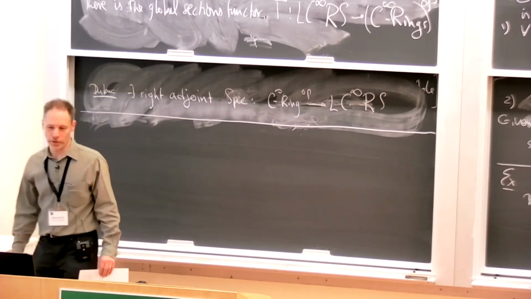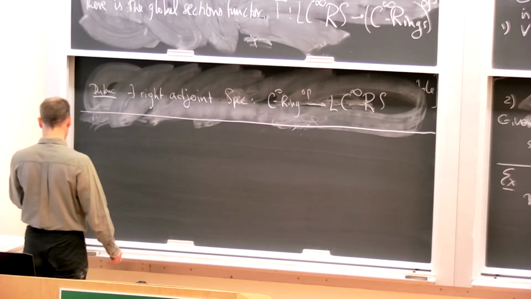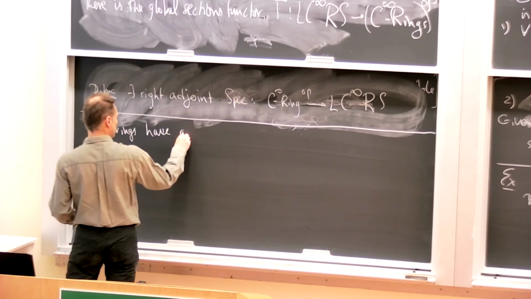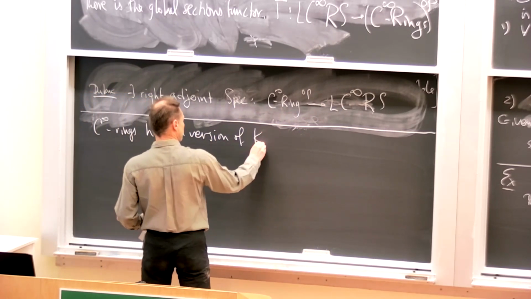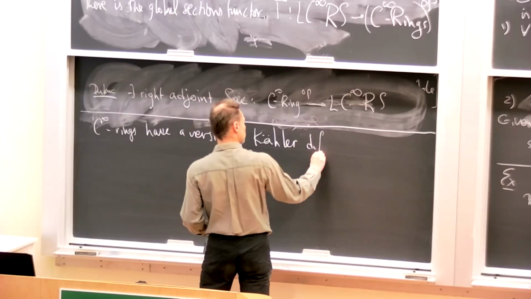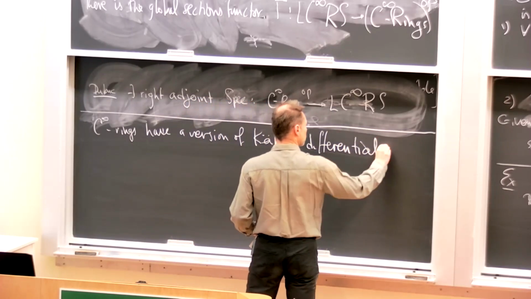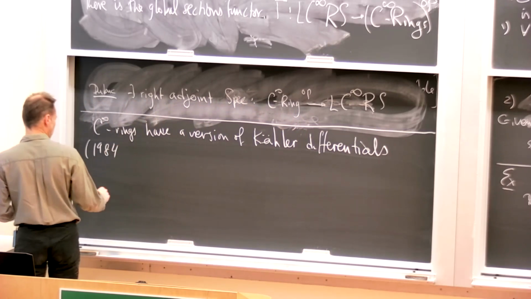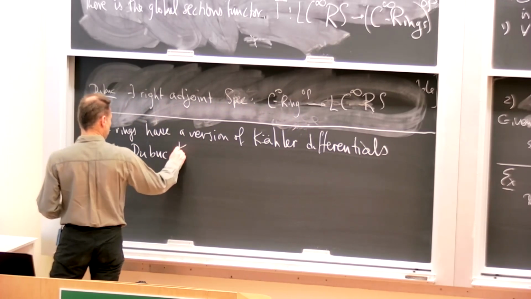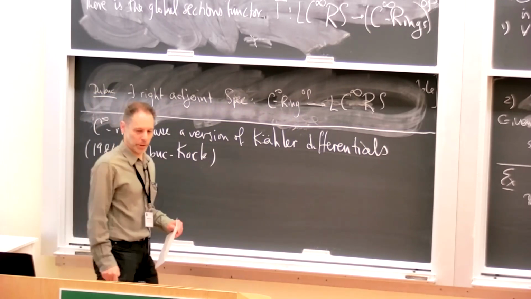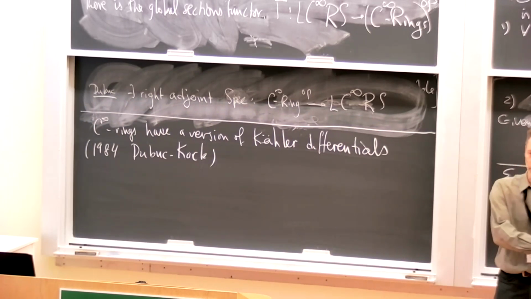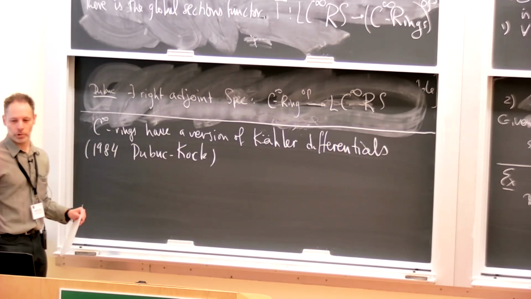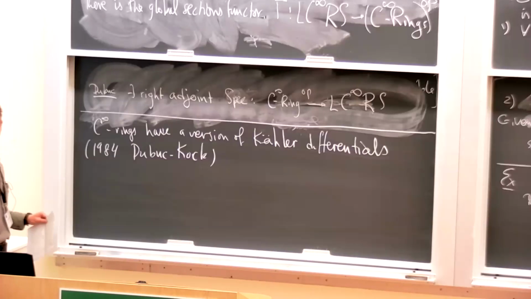There is another piece of mathematics from the 80s I want to mention. C-infinity rings have a version of Kähler differentials, or the analog of Kähler differentials. So this is 1984, Dubuc and Koch. Actually, their theorem is more general than C-infinity rings. They work with something called Fermat theories. You know how mathematicians are. If you can do something, you make it more general so nobody can understand what you're doing. And that's what they do.